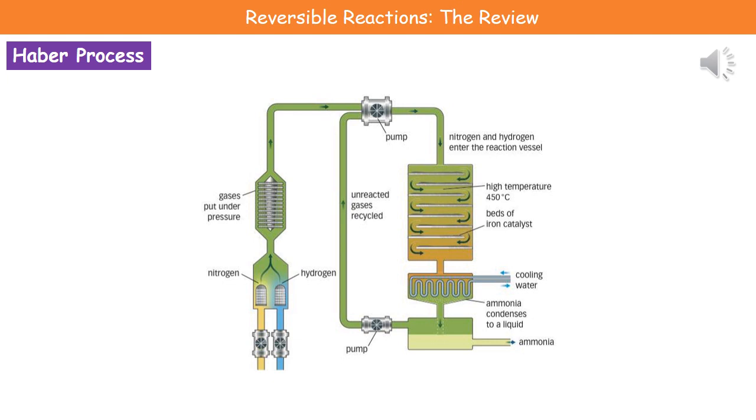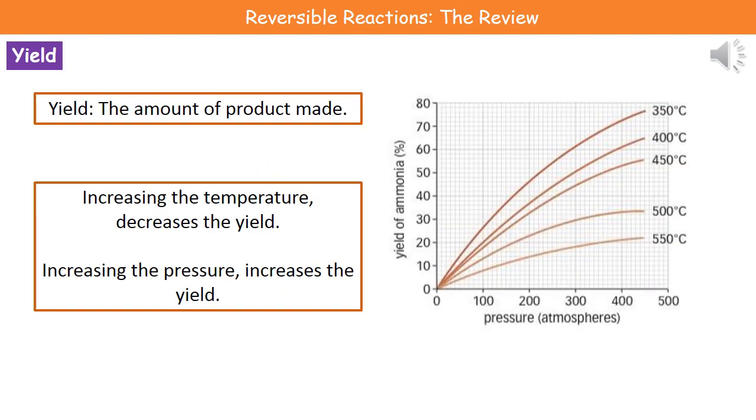As it then comes out of the bottom of our reaction vessel, it's pumped around some coolant. We're using water to cool it down, and that means that the ammonia will condense to a liquid. So the ammonia then collects at the bottom where we can just pump it off as a liquid, and any of the unreacted nitrogen and hydrogen head back through the system and into the reaction vessel once more to minimise the waste. One phrase we need to be aware of here is the phrase yield.